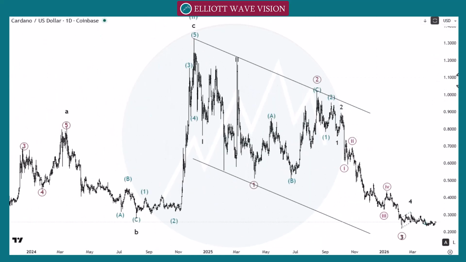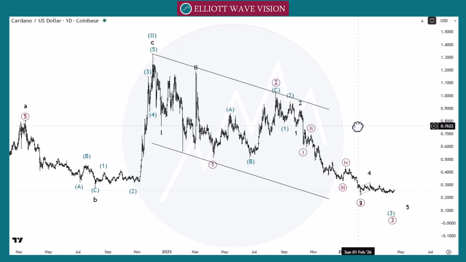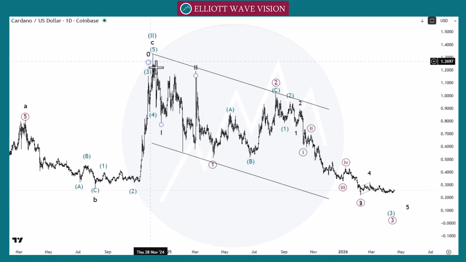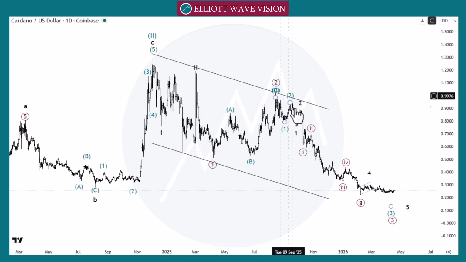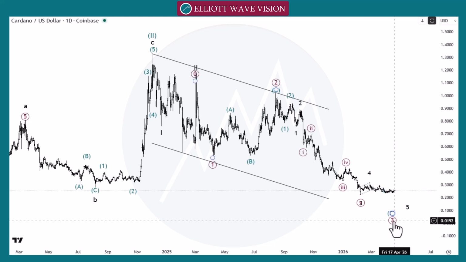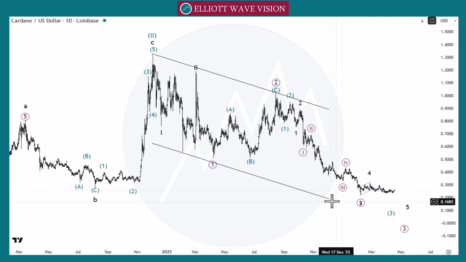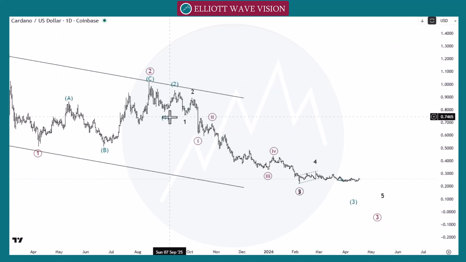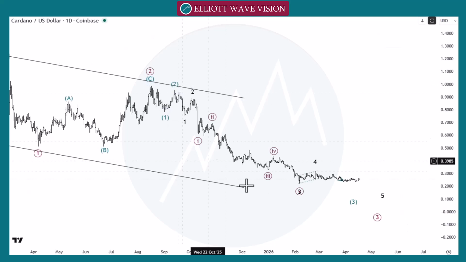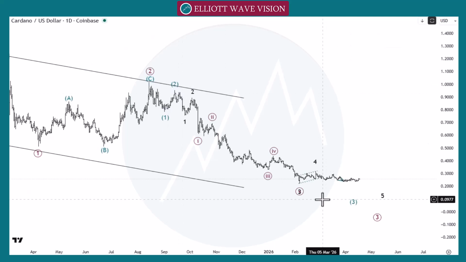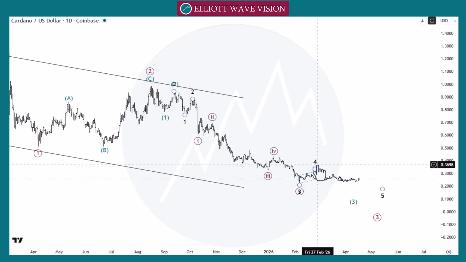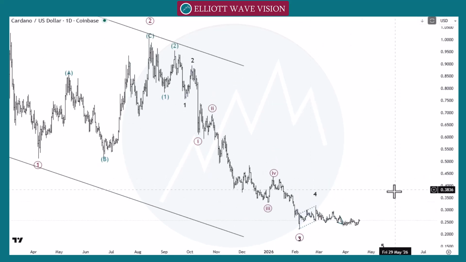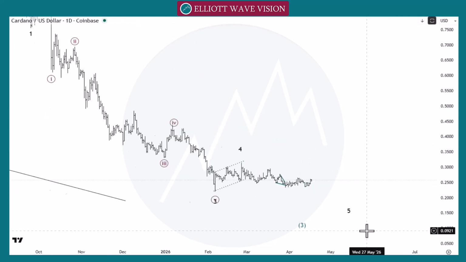In this pair, let's go quickly through the last two pairs, ADA and Dogecoin. We count this structure as a wave 1, wave 2, wave 1 and wave 2. Now we are looking for this brown wave 3. So market gives us this structure as a wave 1, wave 2, then wave 3. So we count this move as a black wave 1, black wave 2, black wave 3 and black wave 4. Now we are looking for the bearish move.